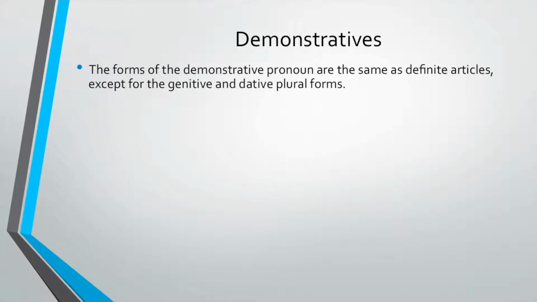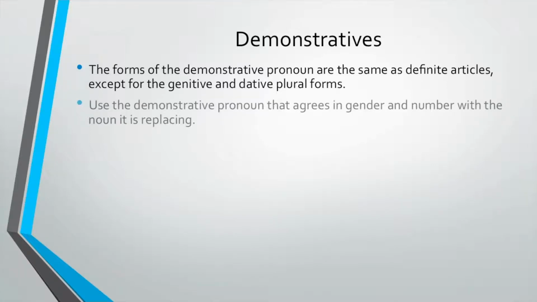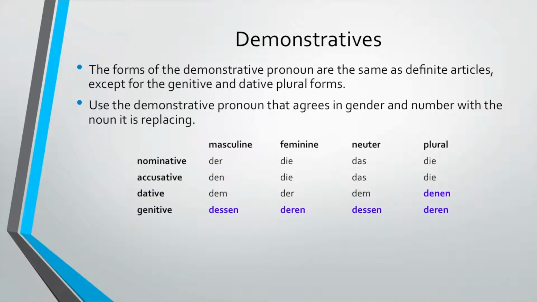The forms of the demonstrative pronouns are the same as definite articles, except for the genitive and dative plural forms. And you use the demonstrative pronouns that agree in gender and number with the nouns they are replacing. And here's our table. We have for masculine genitive dessen, feminine genitive deren, neuter genitive dessen, and plural dative is denen, and plural genitive is deren.